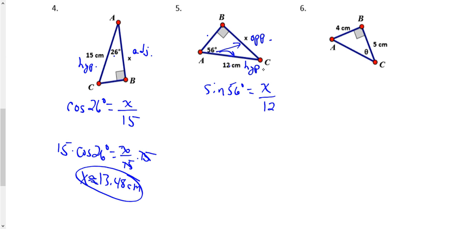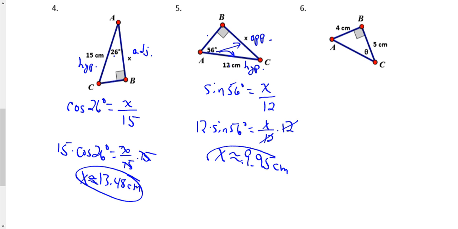So what do we do to both sides? So 12 times sine 56 degrees equals x over 12 times 12. They cancel. What do you get? x equals 12 times sine 56. What do you get? x equals approximately 9.95 centimeters. Okay?